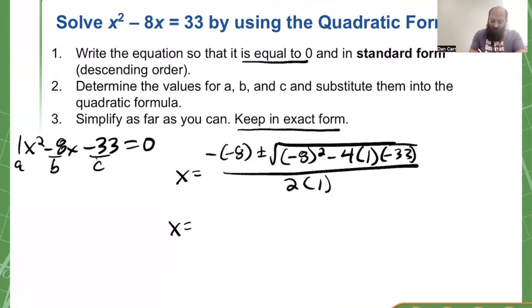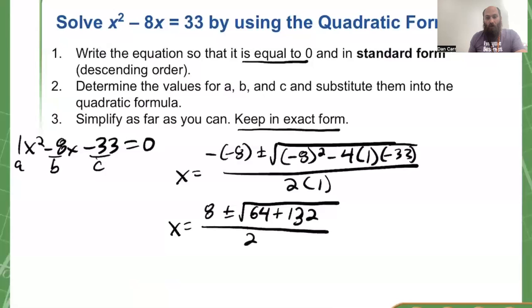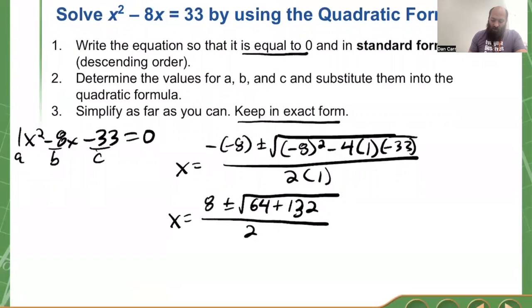So for my simplifying purposes, I've got the opposite of negative 8, so that turns into a positive 8. Inside, I've got negative 8 squared, which is a positive 64. Then I have a negative 4 times a negative 33, and then times 1. One thing I like to look at is that's a negative times a positive times a negative. That means it's going to turn into a positive in the end. If it was negative, positive, positive, then it would stay a negative number. So this will turn into a positive 132, all over 2 times 1, which is 2. Inside, I've got 64 plus the 132. So that's going to give me 196.